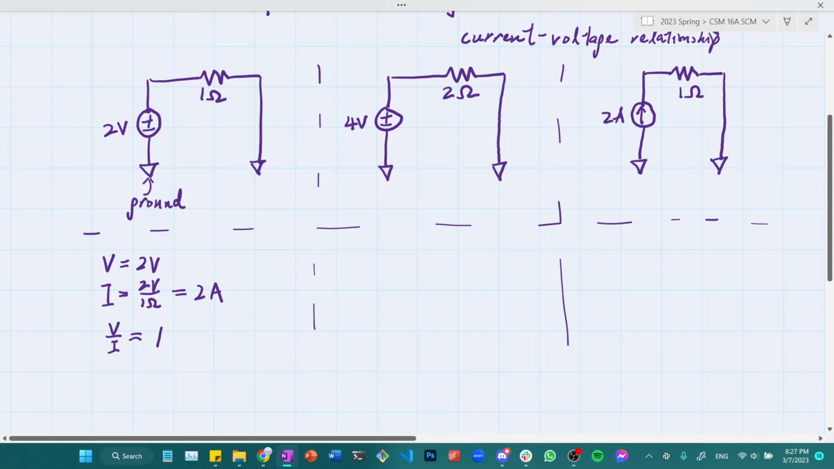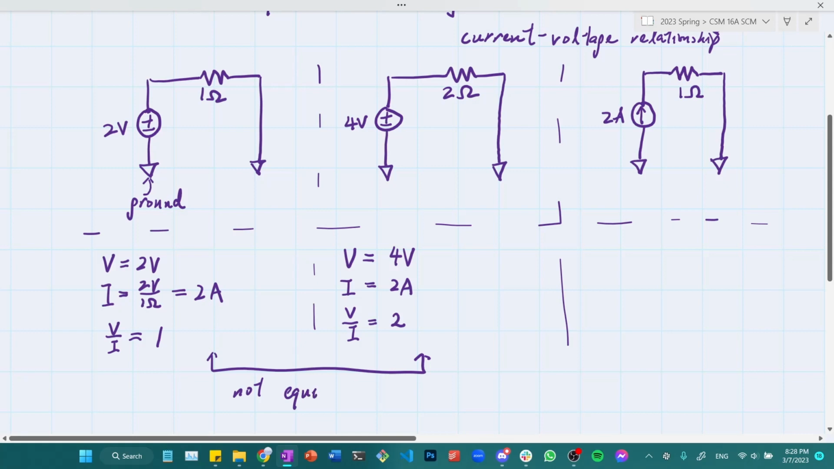Okay, now let's look at the second circuit. The circuit uses 4 volts instead, and the current across this is now 2 amp, because 2 amp times 2 ohm is equal to 4 volts. So the IV relationship for this then is actually equal to 2 instead of 1. So we can say that these two circuits are not equivalent because they have a different IV relationship.